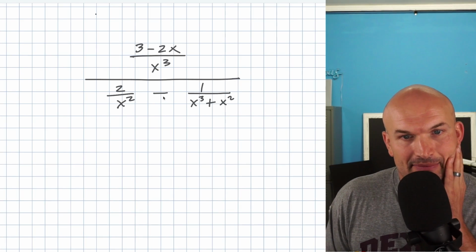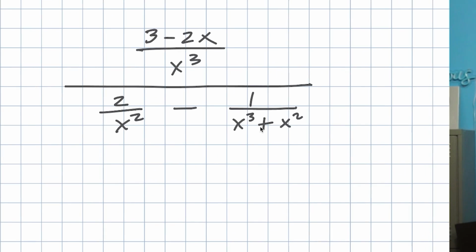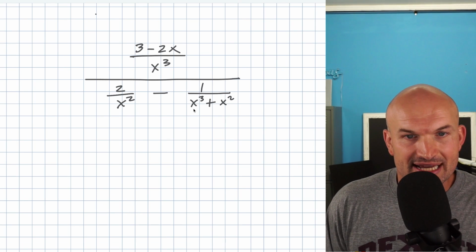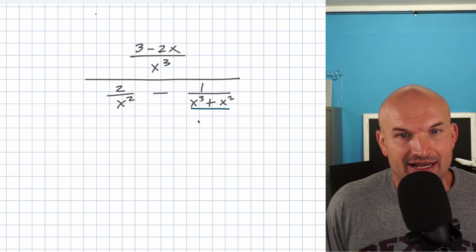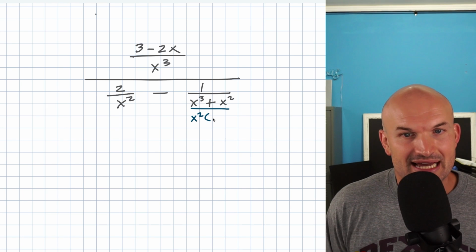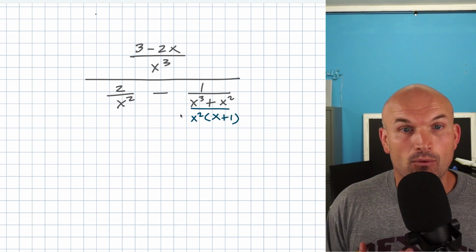All right, so in this first example, what I want you to recognize here is we have 3 different denominators, right? I have an x cubed, an x squared, and then here I have an x cubed plus an x squared. Now, in this case, I recognize that I can factor that out, right? I can factor out an x squared, and that's going to be times an x plus 1. Now I need to identify what is my LCD.